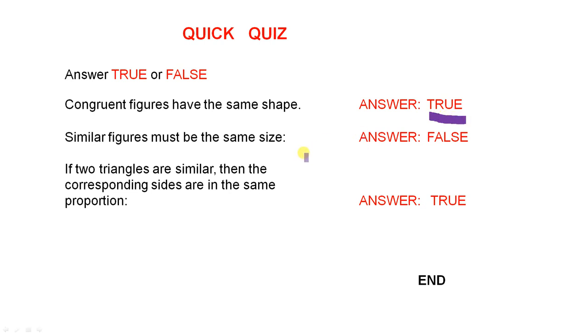Similar figures must be the same size. That's false. We saw in the lesson that similar figures have the same shape, but they do not have to have the same size. If two triangles are similar, then the corresponding sides are in the same proportion. That is true, and we saw that example illustrated in the previous slide.